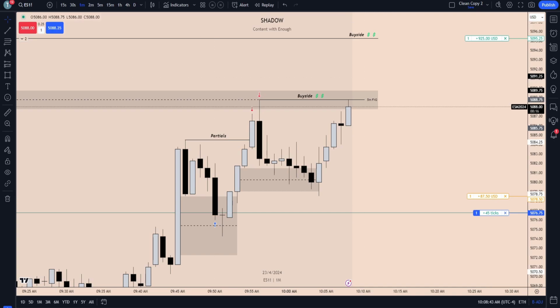Just debating if I want to close here or not. Fuck it, we ball. Let's get external range.